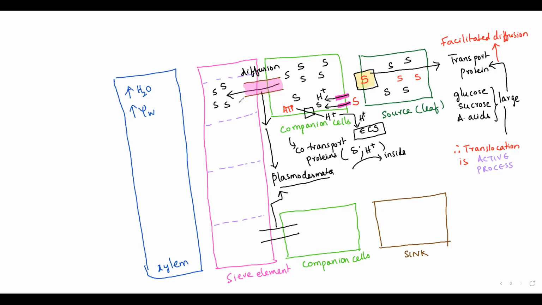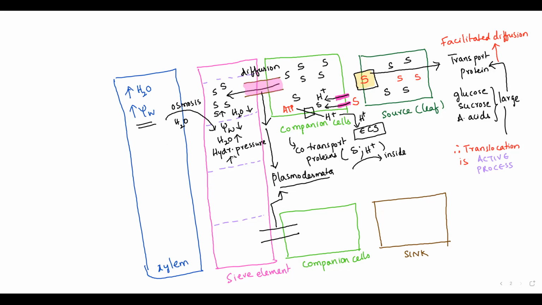As the sucroses are getting moved here, the sucrose concentration will increase and the water concentration will decrease and the water potential will decrease. And here the water potential is more. So because of the osmosis process now, water will move from higher water potential into lower water potential area. So now the water volume increases, thereby increasing the hydrostatic pressure inside the sieve elements to be very large.